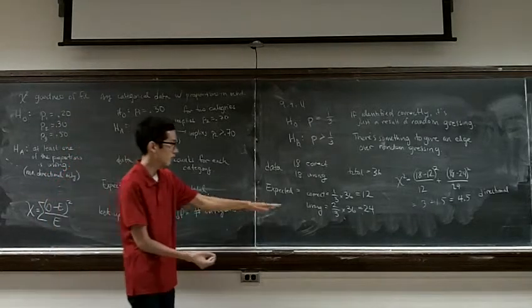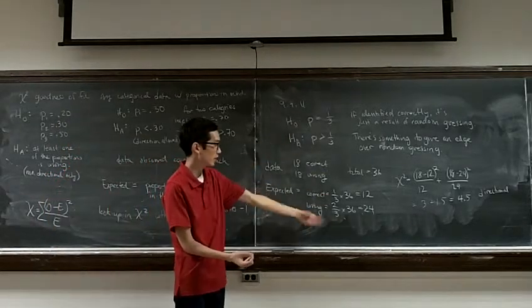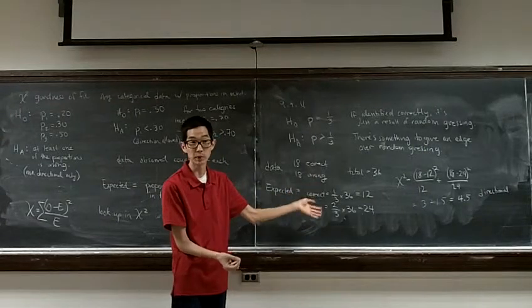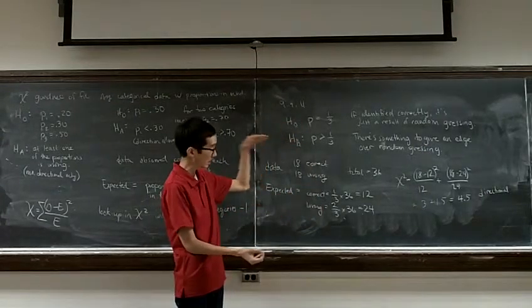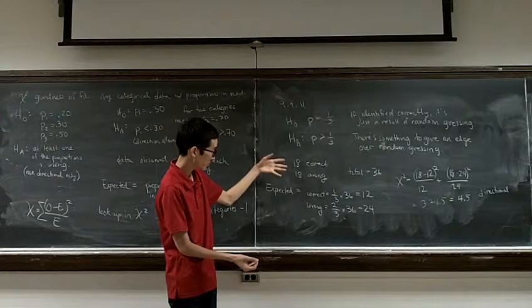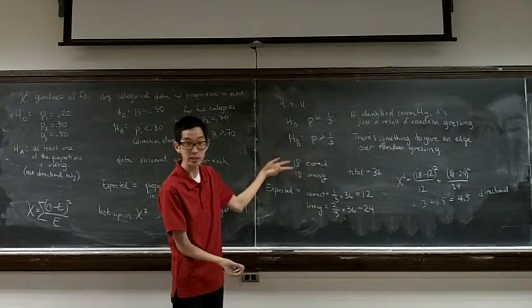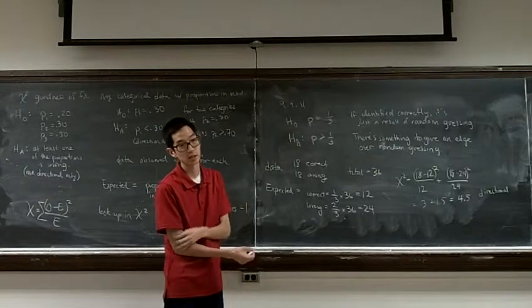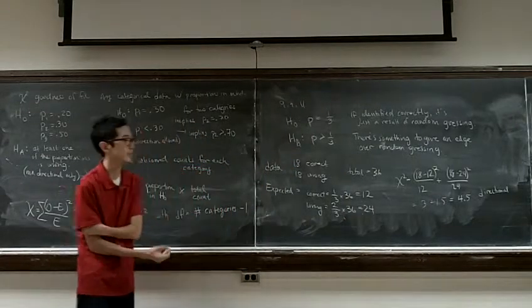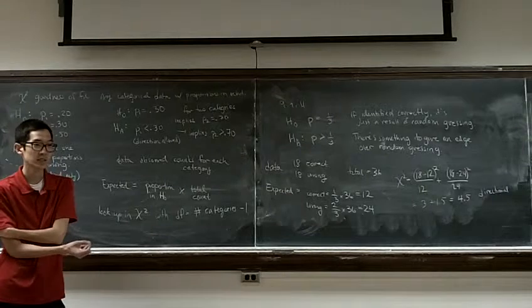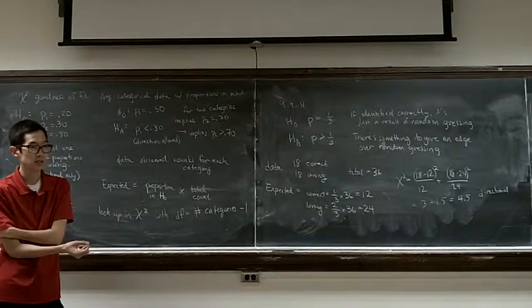And in this case, I guess technically I should have checked directionality, to see if my data matches directionality, and indeed it did, because here I'm expecting more than 1/3 to get it correct, and that's what happened, 18, which is more than 12.